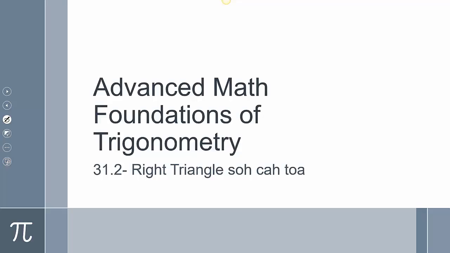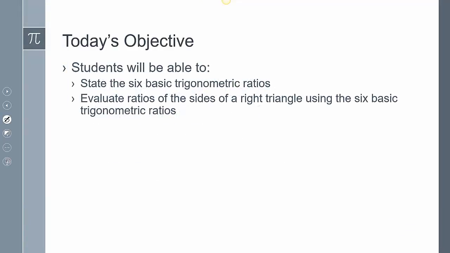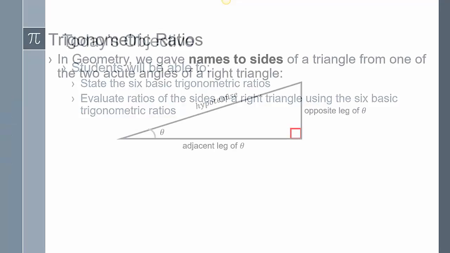Today is section 31-2, right triangle trigonometry, and we're going to take a look at the concept of SOHCAHTOA. So today we're going to state the 6 basic trig ratios, and we're going to evaluate trig ratios of the sides of a right triangle using those 6 basic trig ratios.